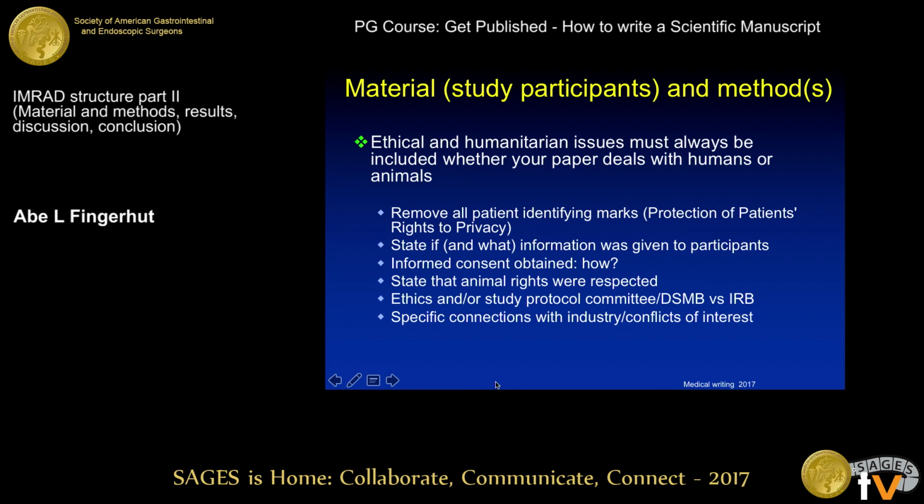Last but not least, in material and methods, this is where you put your ethical and humanitarian issues, whether you're dealing with humans or animals. Very important. And you have to state very specifically, if it were a controlled randomized trial, for instance, that you had a data and safety monitoring board, or for any study that has to deal with humans, or at least explain why you did not do it, your institutional review board approval.